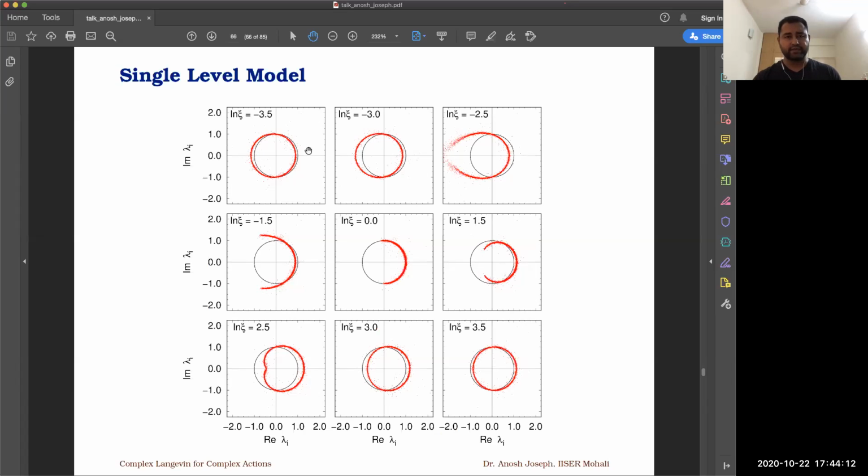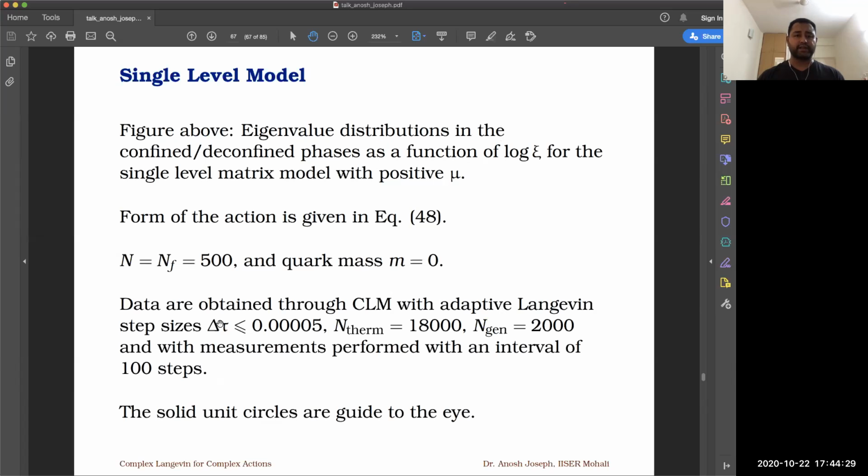So we performed simulations, and we actually saw that transition where the model starts with a confined phase, then goes through a deconfined phase, and again comes back to a confined phase as this parameter is increased. This is an explanation of this figure and what we did, how many Langevin steps and things like that. This is for number of colors, number of fibers equal to 500 with quark mass m equal to 0.